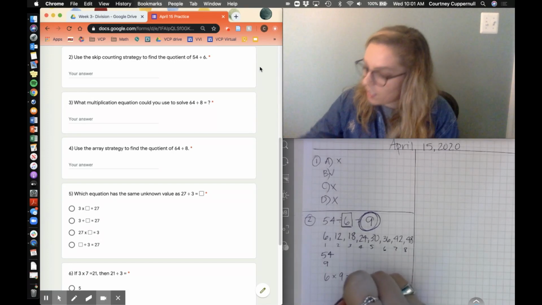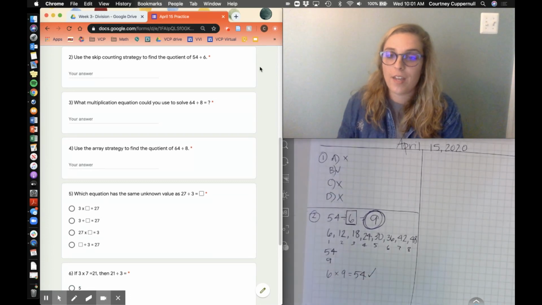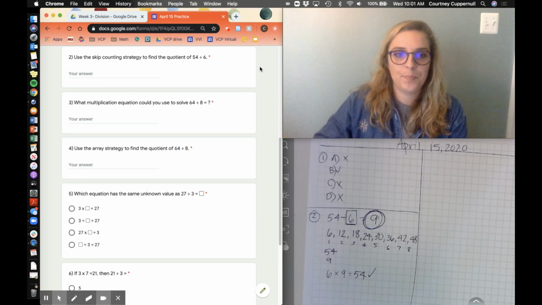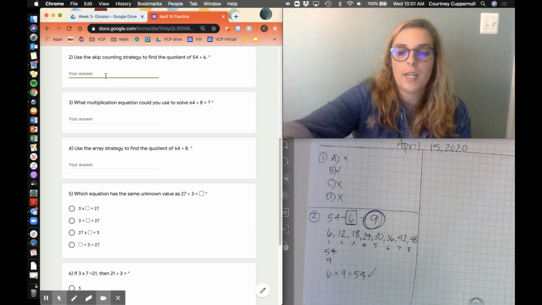So by double checking using my multiplication strategy, I know that indeed the quotient for 54 split into 6 groups will be 9. So I'm going to type my 9 in right here.